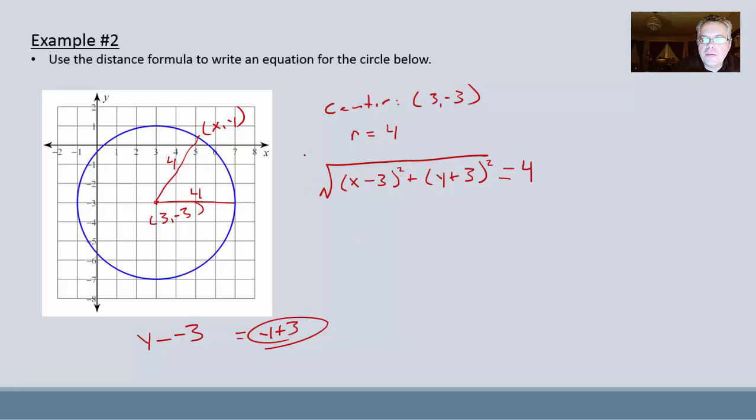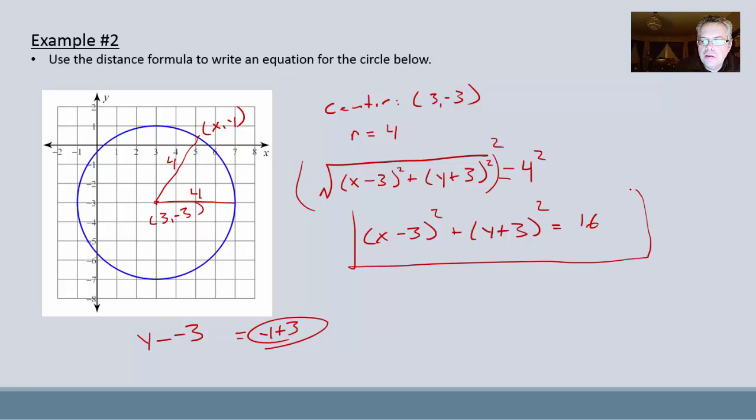Now, we're going to square both sides. I'll actually write it this time. We're going to square that, and we're going to square 4. When we square a square root, we just get what's inside. And 4 squared is 16. Voila. That's an equation for the circle. So any point anywhere, in order for it to be on the circle, has to work in this equation.